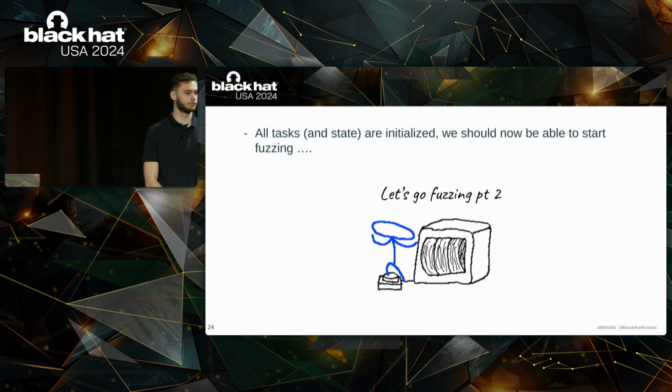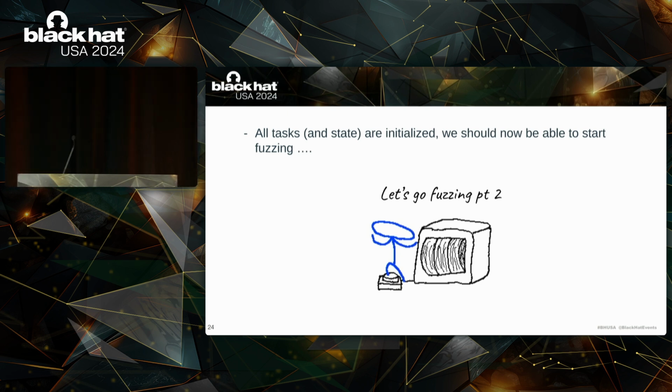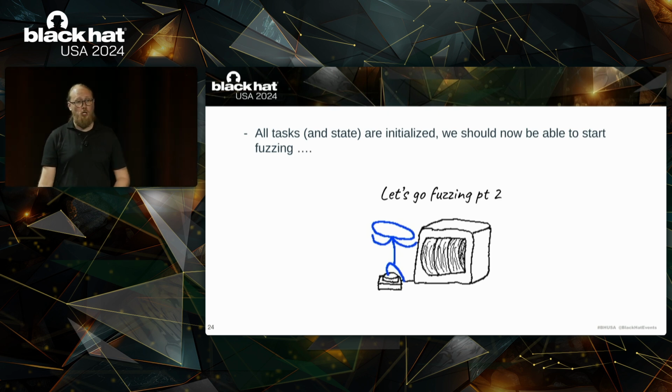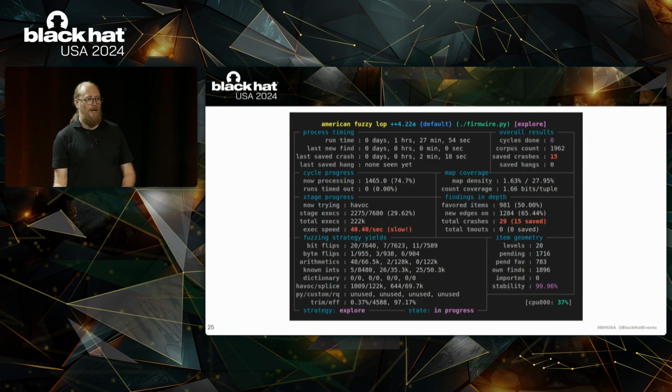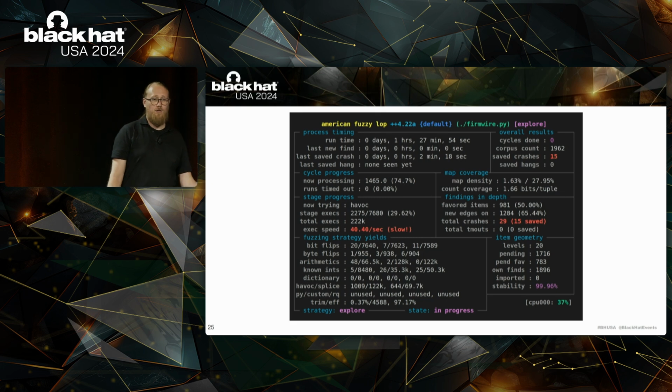We saw now that our messages would traverse the baseband stack as we wanted. The tasks are initialized, the state is initialized. So we should be able to start fuzzing again. And indeed, that's what we did. And this time we had success.